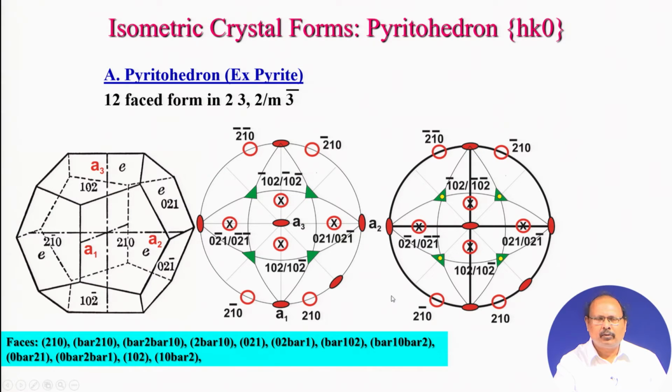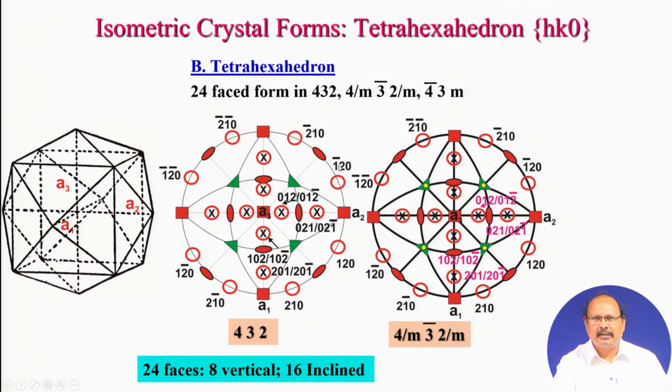Now, let us go to the next stage, where the form symbol will remain the same. What we will do here is just change the point group of symmetry to the remaining 3 point groups of symmetry under the isometric crystal system. I am showing this with 4 3 2 and 4 over m bar 3 2 over m, and you also have bar 4 3 m, which I am not showing here, but it will also yield the same pattern.